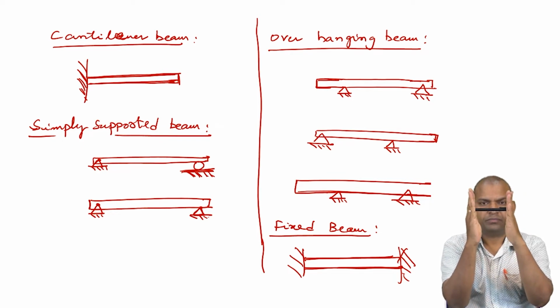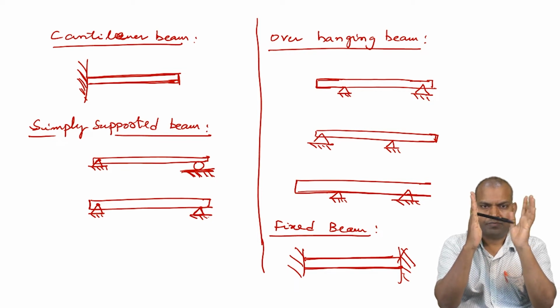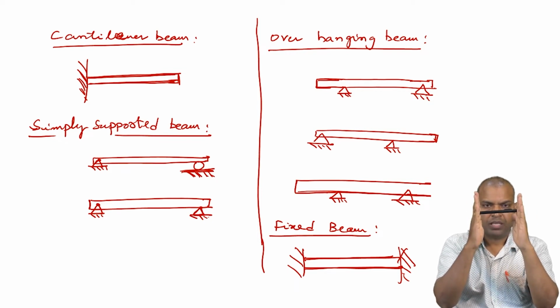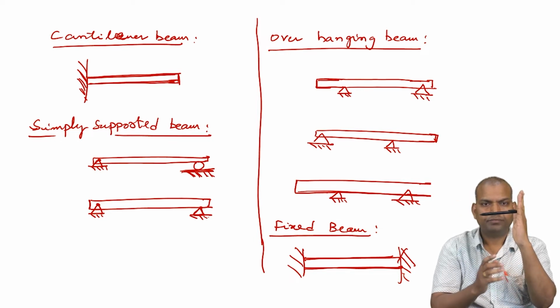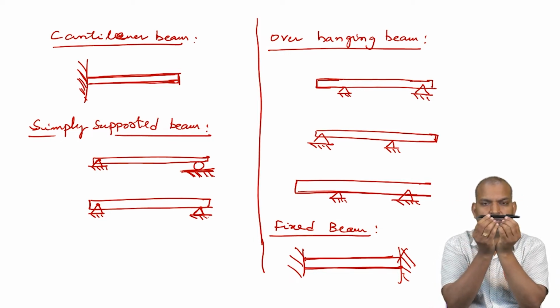It is the fixed beam, exactly, fixed completely. The beam is fixed. An example of a fixed beam is the cantilever beam, and here it is an overhanging beam, and one more is the simply supported beam.